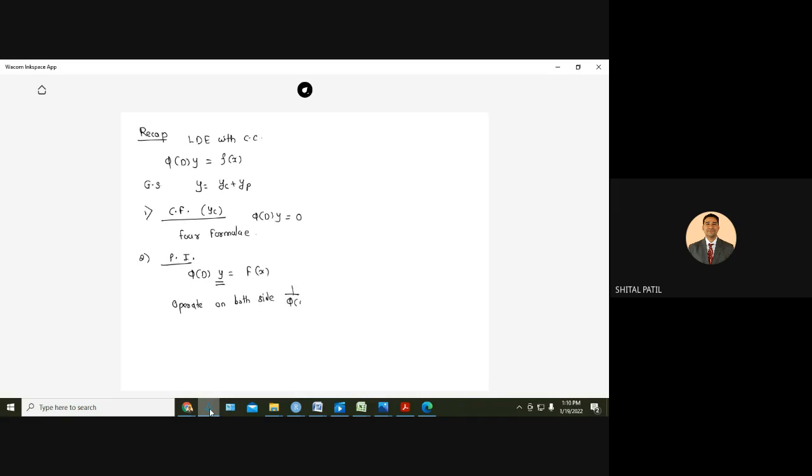What is to be operated? 1 upon phi of D. So it is like this: 1 upon phi of D operated on phi of D y equals 1 upon phi of D operated on f of x. This will cancel and then we'll get y p equals 1 upon phi of D operated on f of x. So this is the particular integral. This formula gives the particular integral. Getting everyone?